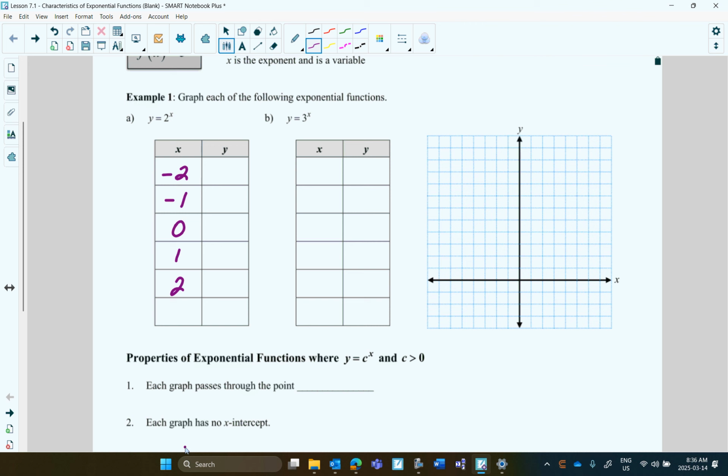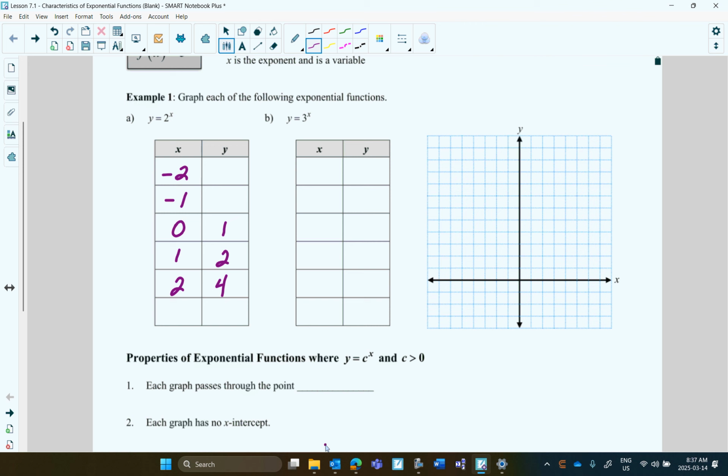So let's go to ones that we are familiar with first. So if x is 1, what is 2 to the first? 2. If x is 2, what is 2 to the second? 4. If x is 0, what is any number to the 0? 1.